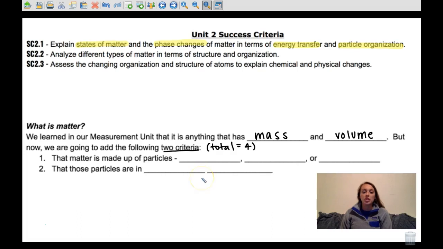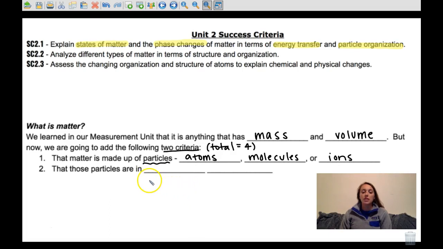So in addition to having mass and volume, we also need to understand that matter is made up of particles. And particles are a generic term for atoms, molecules, or ions, all of which we're going to be studying in our next unit about atomic structure and theory.